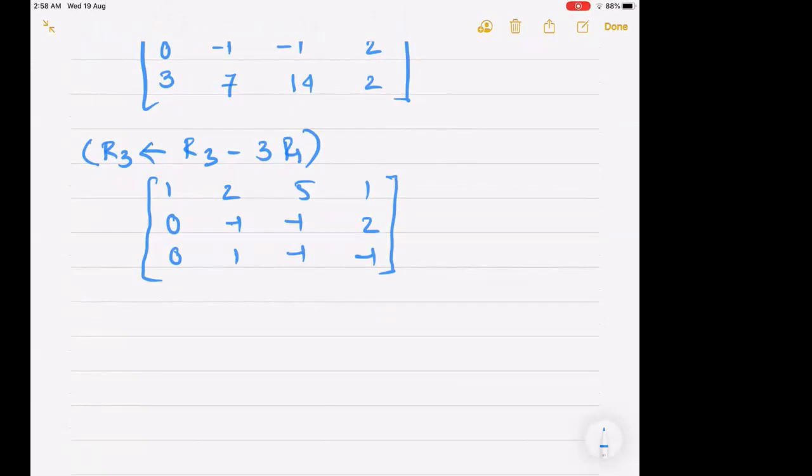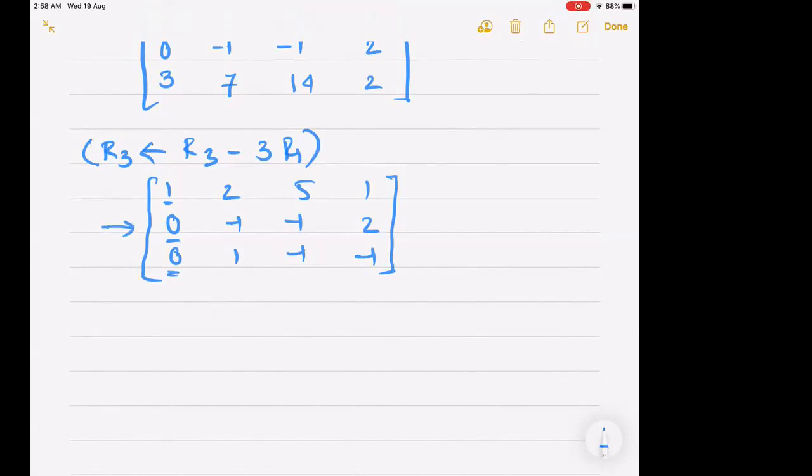Now I scan, so I have already made this leading one here. I have made leading one appear here, and then I have made sure that every other entry in that column is 0. So now I come to second row, and once again I start scanning from the left.